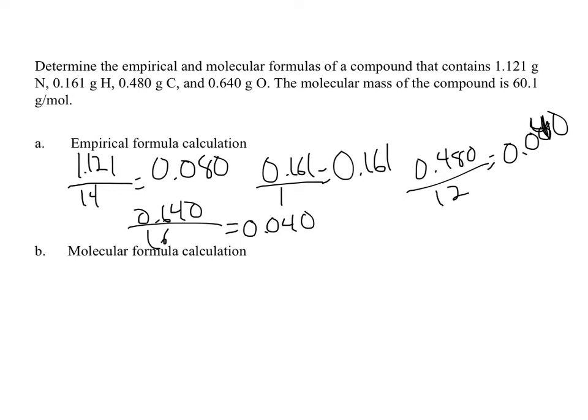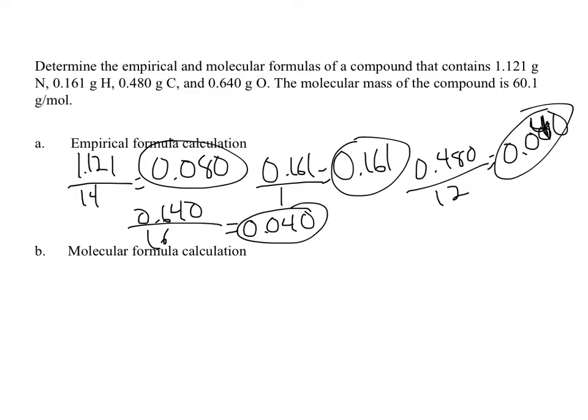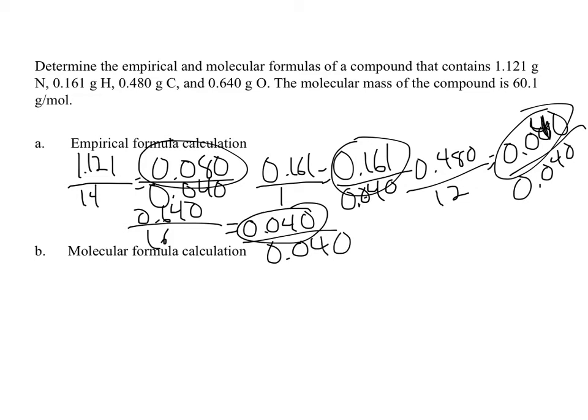So I've converted all the grams to moles, and now if I look at the numbers I've got here, the smallest out of all these numbers is actually the same for carbon and oxygen. It's the 0.040. So I would divide all of these answers by 0.040. So for the nitrogen, I get a ratio of 2.